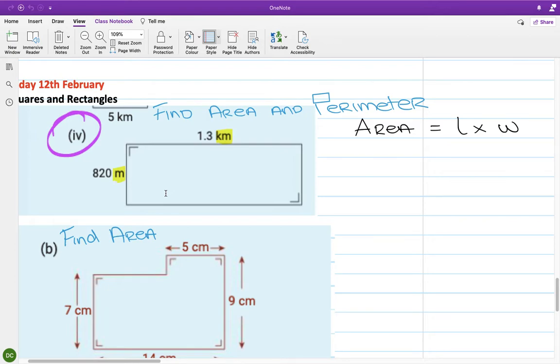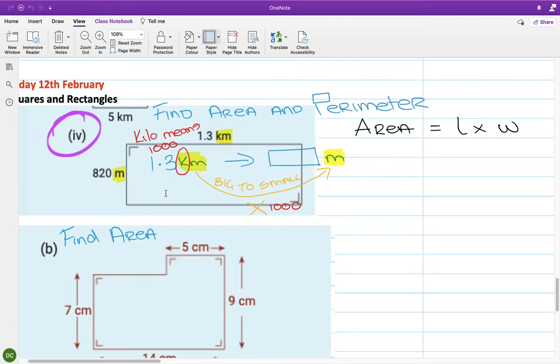I'm going to convert my 1.3 kilometers into however many meters. Yeah? So I'm going from a big unit in kilometers to a small unit in meters. So that's going big to small. So that means I multiply. So what do I multiply by? How many meters are in a kilometer? So the K in kilometer, the kilo, means 1,000. So I'm going to be multiplying by 1,000. So I take 1.3 and I multiply it by 1,000, and that gives me 1,300 meters.